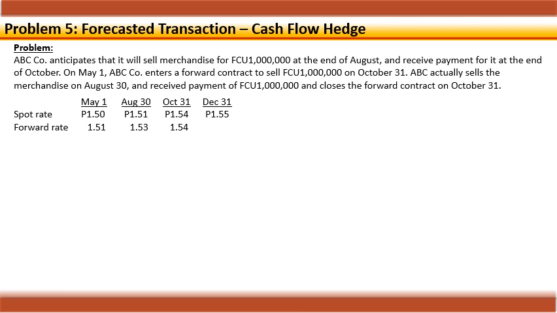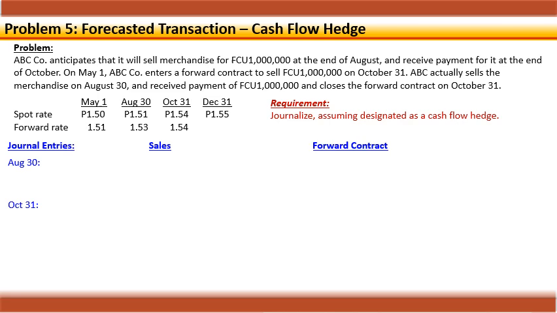So, May 1, ABC company enters a forward contract to sell. Kasi, di ba, makaka-receive ka ng payment na 1 million foreign currency unit. Gusto mo local currency. So, you'll enter into a forward contract na ibebenta mo yung marireceive mo na foreign currency unit na 1 million on October 31. ABC actually sells the merchandise on August 30 and receive payment for 1 million foreign currency units. So, nangyari naman yung forecasted transaction mo. Okay, requirement, journalize under cash flow hedge.